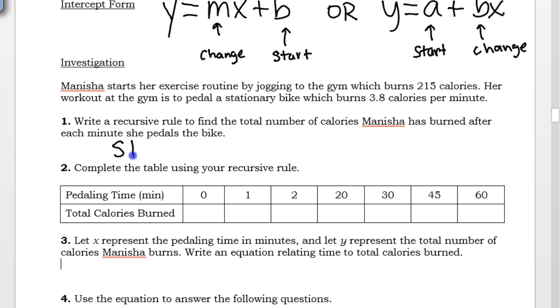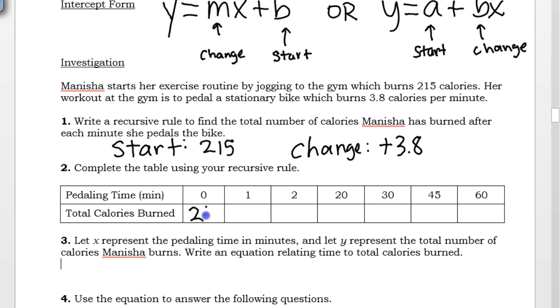So we're going to do our start and our change because it asks for a recursive rule. This one starts at 215. She's already burned 215 by the time she starts pedaling, and while she pedals she adds 3.8 to her total calories burned.